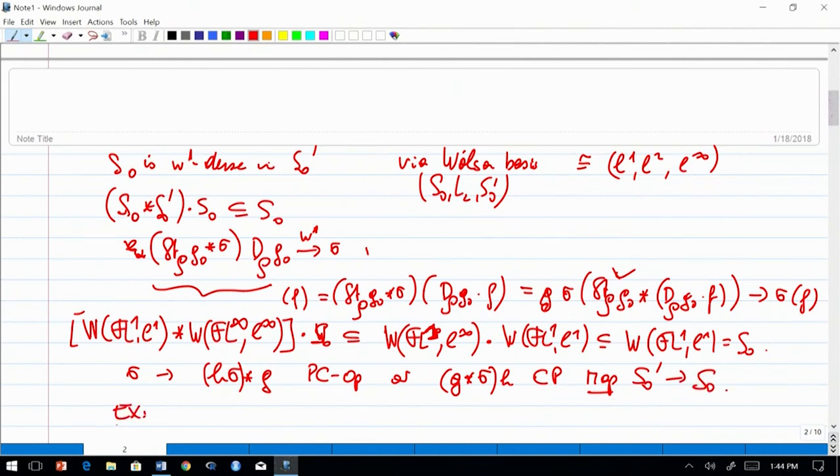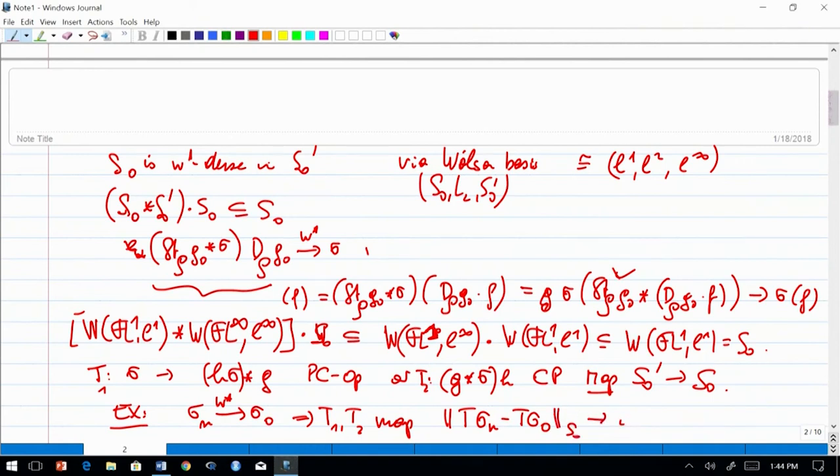And I think you can make an exercise. If somebody says that the sequence sigma n is weak star convergent to sigma 0, then applying these operators T, let's say T1 and T2, T1 and T2 map to norm convergence. So we have T1 or 2 of sigma n minus T of sigma 0. Each of them is in S0, but they're actually norm convergent. So you see, we have not lost too much information by going to the weak star convergence.